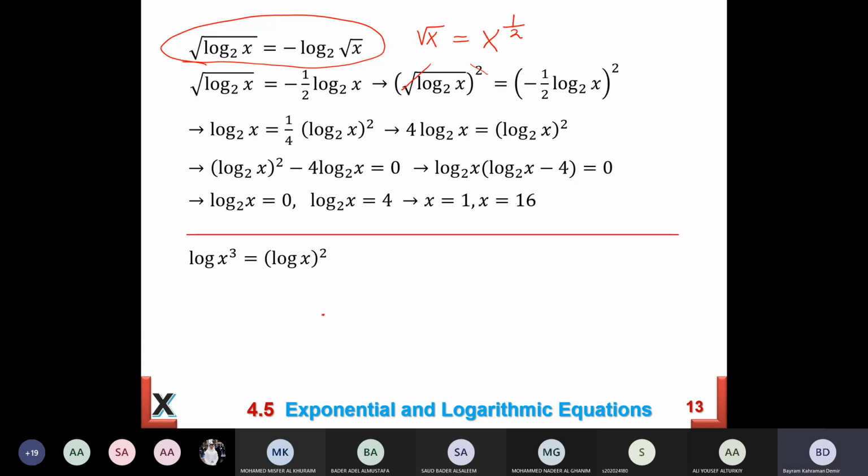So therefore, Shabab, the 16 is rejected. The only solution is x equals 1.